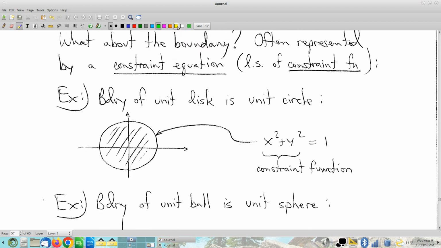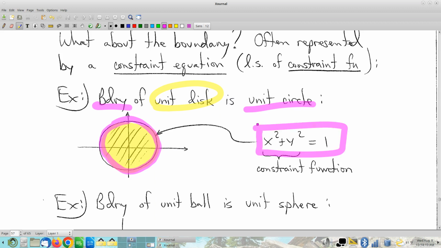So for example, if the set that you're interested in is the unit disk, such as this right here, there's the unit disk. Well, what's the boundary? The boundary is like this right here. Oh, yeah, that's the unit circle. And again, we can represent the unit circle with an equation.